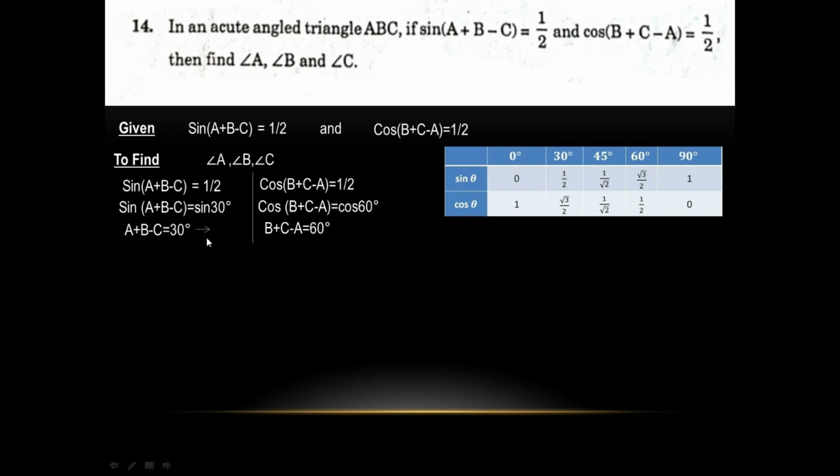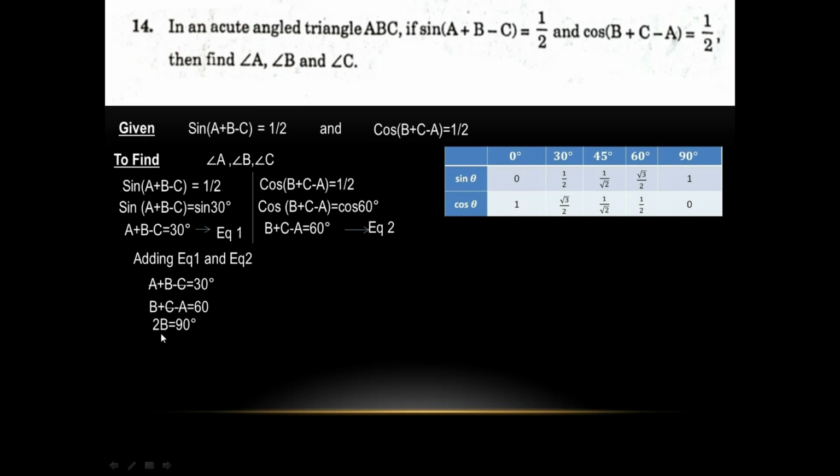So we are taking this equation as equation 1 and this equation as equation 2. Adding these two equations, equation 1 and equation 2: A plus B minus C is equal to 30 degrees is equation 1 and B plus C minus A is equal to 60 degrees. Then A minus A, we are cancelling these two. Then B plus B will become 2B. Then minus C plus C, we are cancelling these two. So B plus B is equal to 2B. Then 60 plus 30 is equal to 90.